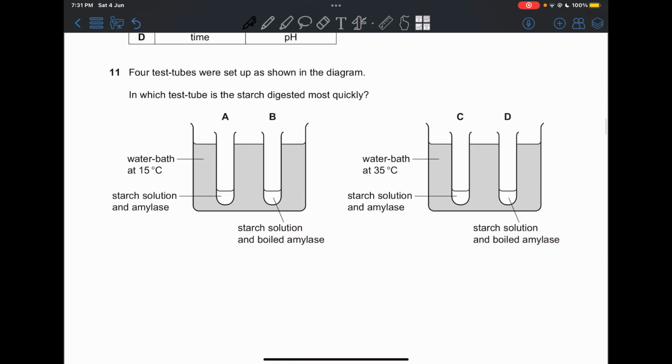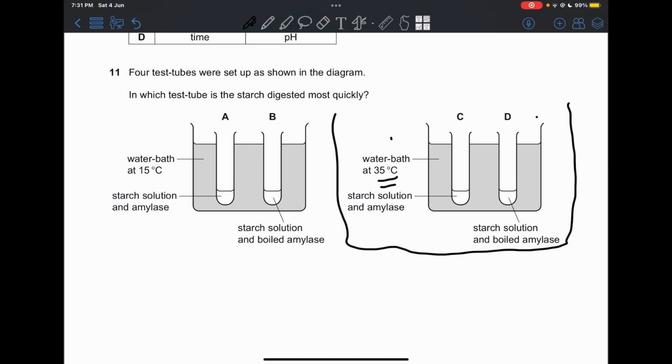So number 11, 4 test tubes were set up as shown in the diagram. In which test tube is starch digested most quickly? Now we're going to be choosing between here. That's because the water bath is at temperature 35, which means it is near its optimum temperature, which is 37. So of course it's going to be faster in this test tube. Now over here it's 15. It's going to be digested, but slower than over here. So we're going to be choosing between C and D.